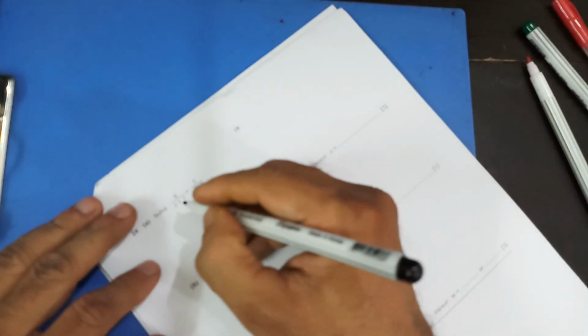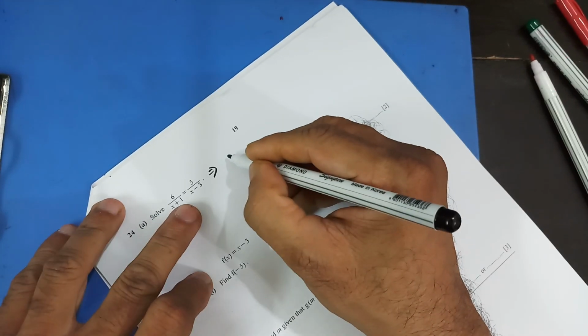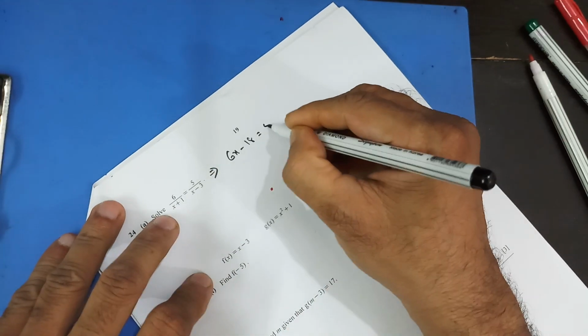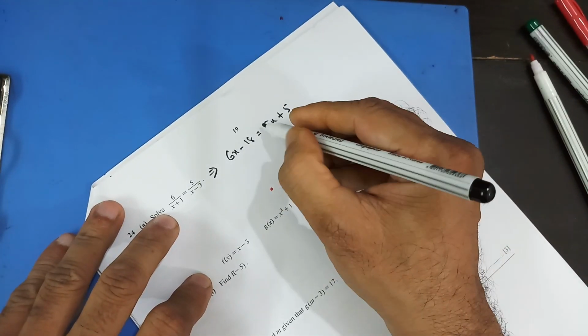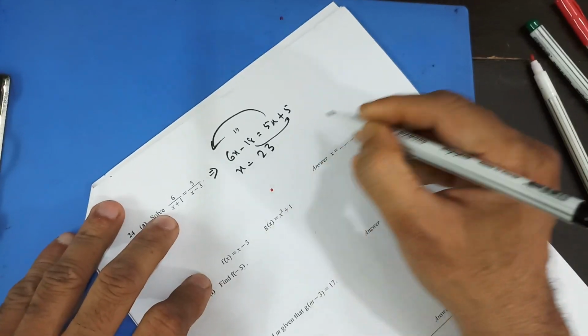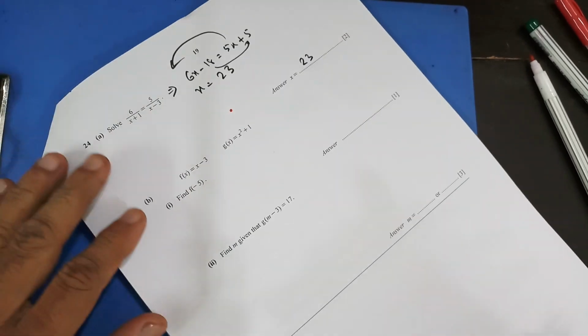Now next one, 24, solve this. So cross multiply is the easiest way. 6x minus 6 times 3 is 18 equal to 5x plus 5. So bringing this over here, taking that over there, x equal to 23. So x equal to 23. That one was pretty straightforward.